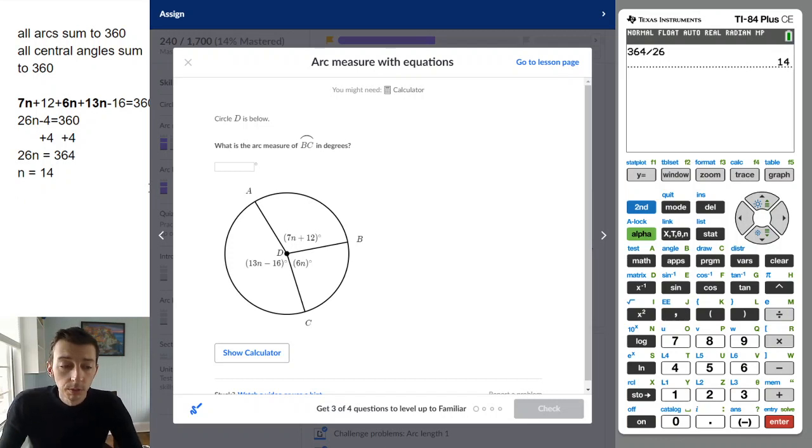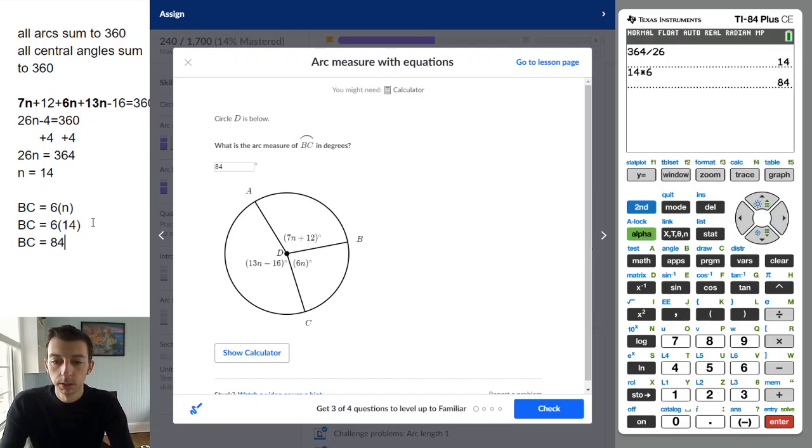At this point, do not put 14 as your answer, because that's not what the question is asking us. It wants us to find BC. BC is this arc, which is the same as this central angle. So I need to do 6 times 14. BC, that arc, is equal to 6 times n, which means it's going to be equal to 6 times 14. So 14 times 6 is equal to 84. That means this arc should be equal to 84. I should finish my work here. Cool.